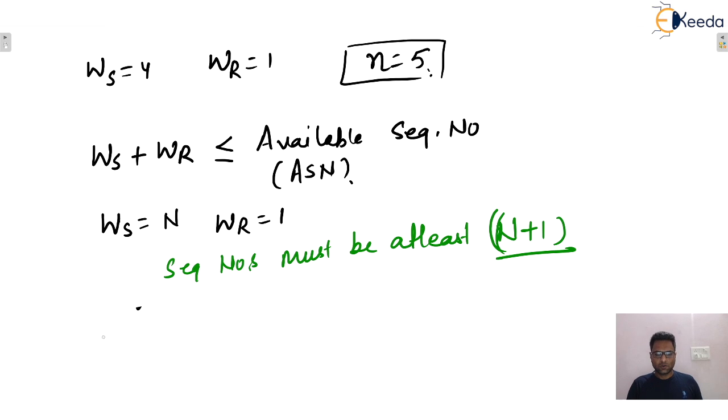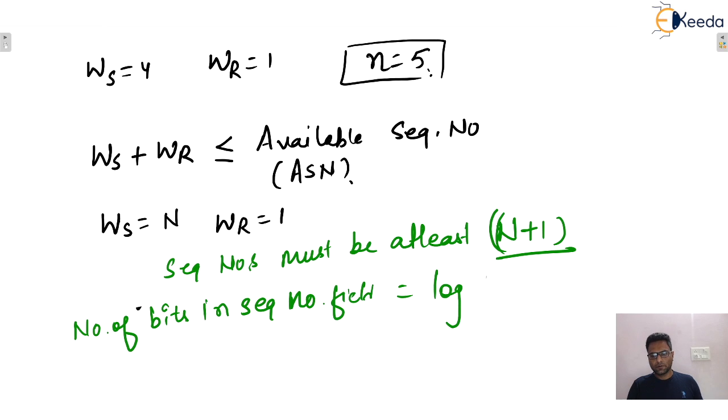Okay. So the number of bits in the sequence number field equals log base 2 of (n plus 1). Take the ceil value, isn't it? So if n plus 1 sequence numbers are there, then the sequence bits will be log base 2 of (n plus 1). Here n is the sender window size and 1 is the receiver window size. I hope this one is clear to everyone, isn't it?